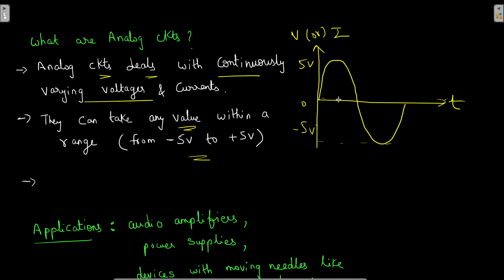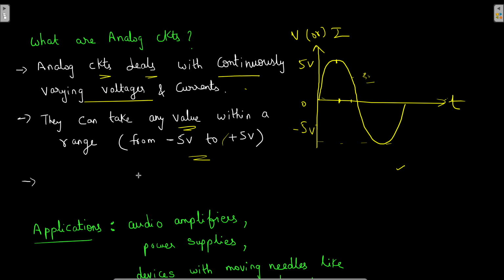Now at this time when we check, it is exactly 5 volt. After some time when we check, it may be 3 volts. Here, with respect to time, the voltage is continuously changing, so infinite values are possible for this waveform. With respect to time, when we are checking, infinite values are possible.